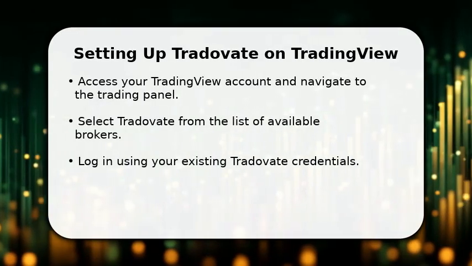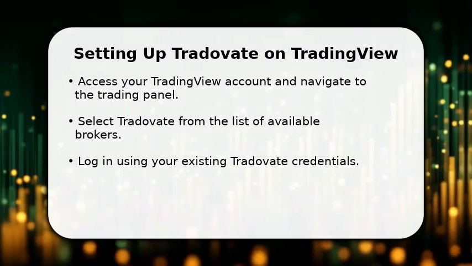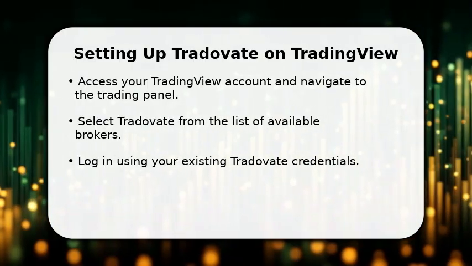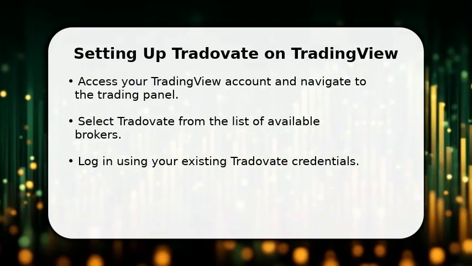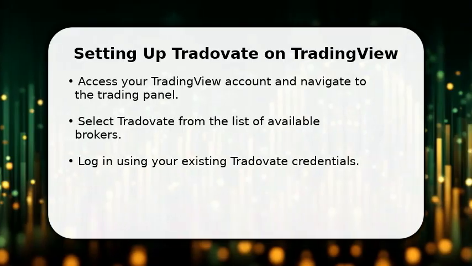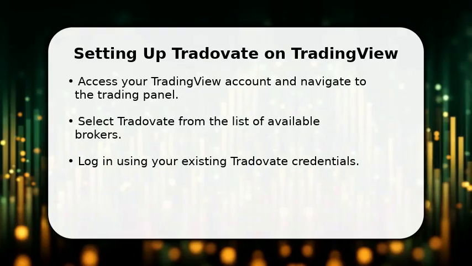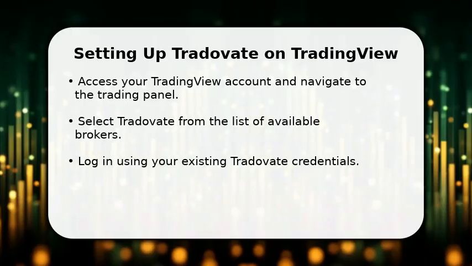In this video, I will explain how to set up Tradovate on TradingView. First, open your TradingView platform and locate the trading panel at the bottom of the screen. From there, you will see a list of supported brokers. Simply click on the Tradovate icon. A login window will then appear, prompting you to enter your Tradovate username and password. It's a straightforward process to get started.